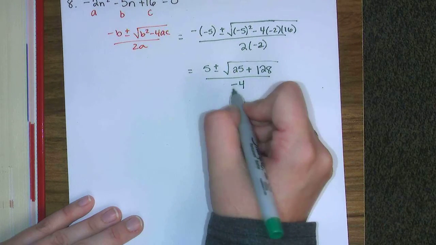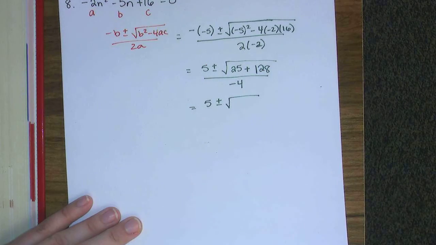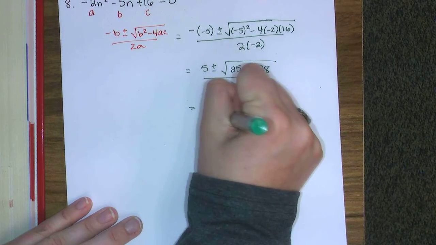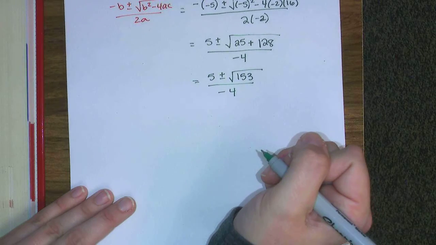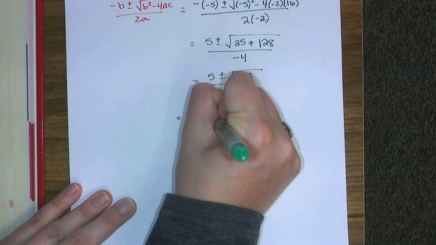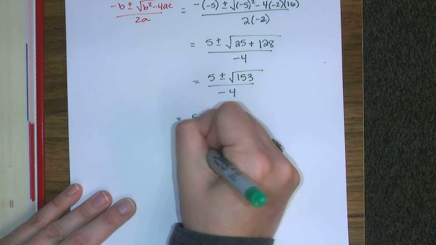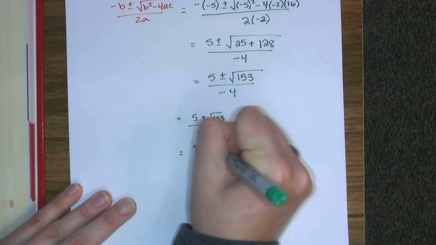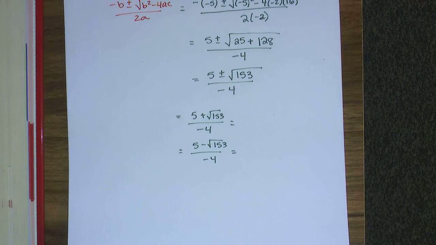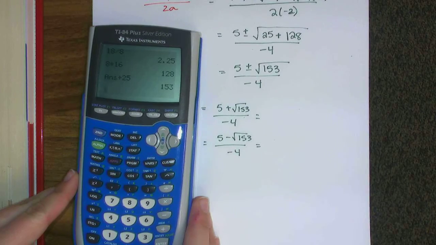So I need to do that. So 5 plus or minus the square root of 153 over negative 4. Okay, so again, I got to split it into 2. So I end up with 5 plus the square root of 153 over negative 4, or I have 5 minus the square root of 153 over negative 4. So, on my calculator, put it over here so everybody can maybe see it. See if the lighting is good enough that you can kind of tell what it says.